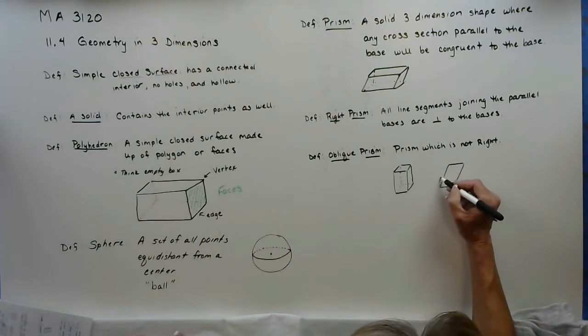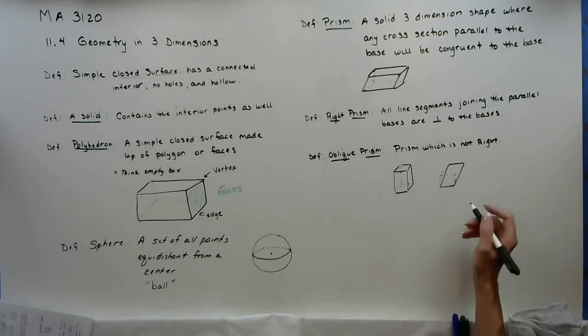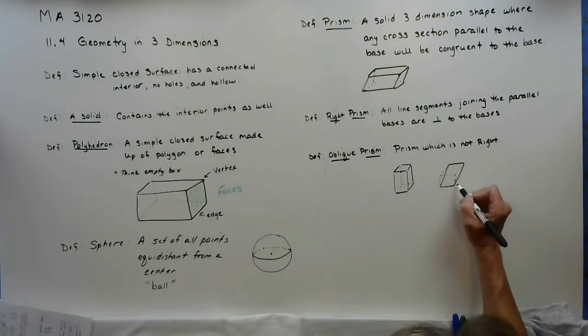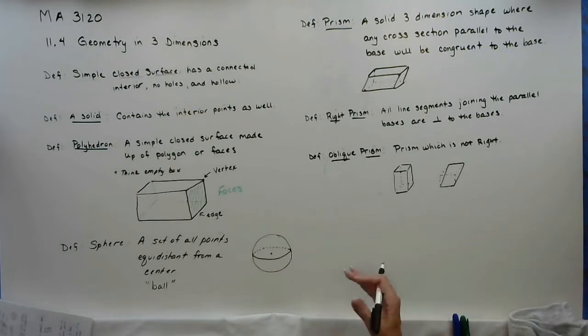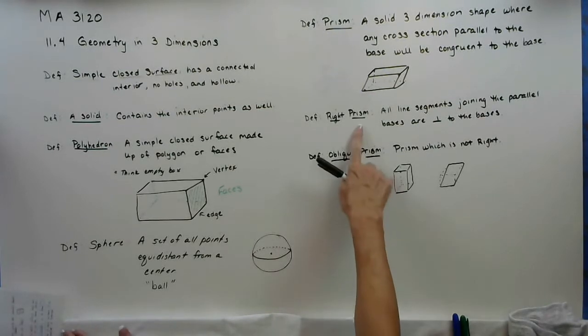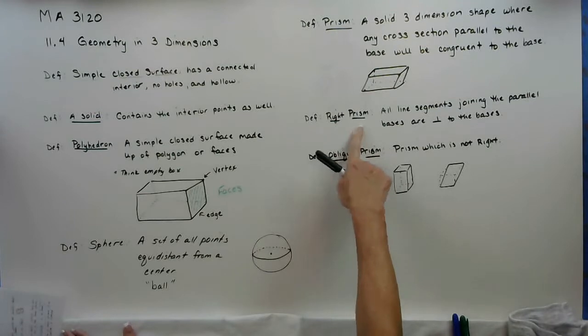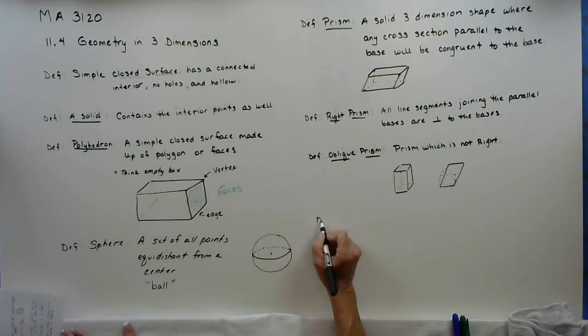Let's see if I can do this one. So it's as if somebody's pushed it over. So think Leaning Tower of Pisa. That's a good example of something that is not right. Now a prism keeps its shape and maintains its shape no matter how I slice it, like a loaf of bread, or the deck of cards.